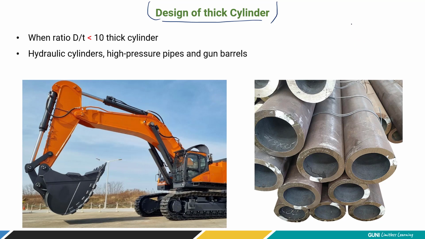This is based on the applications. There are applications like hydraulic cylinders, high pressure pipes used in a hydraulic circuit, even gun barrels. In all these, the pressure inside the cylinder is very high. To sustain it, you need to make the wall thickness larger. In doing so, the ratio of D by t reduces from more than 10 to less than 10, so we term it a thick cylinder.